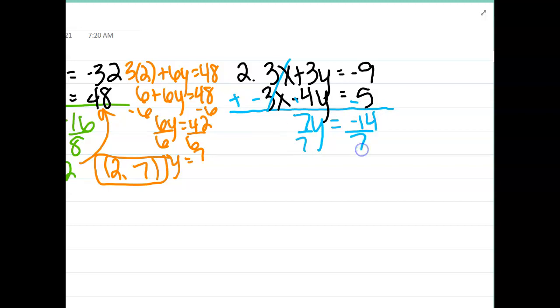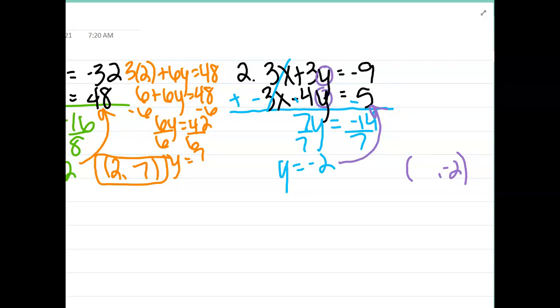Divide by 7, so we can solve for y. We get y equals negative 2. So that's going to be the second part of my answer. So then to find the x, take that and plug it into either equation. As long as you plug it in for y, it doesn't matter.